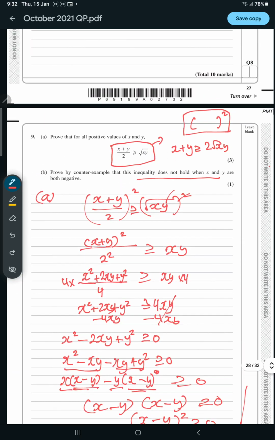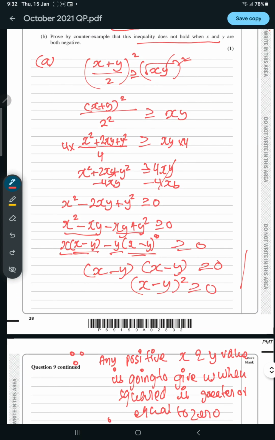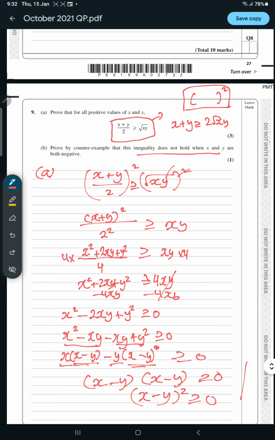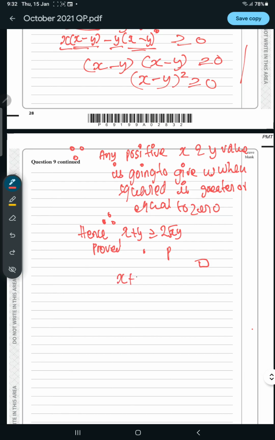This is how you do a proper proof. Now, proof by counterexample that this inequality does not hold when x and y are negative. So x plus y over 2 is greater than or equal to root xy. You need one counterexample to disprove this.